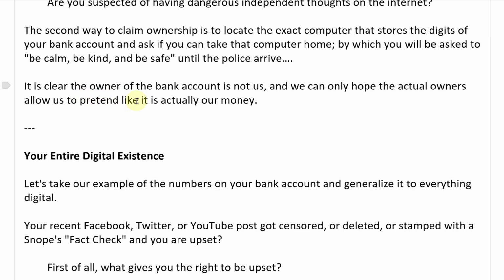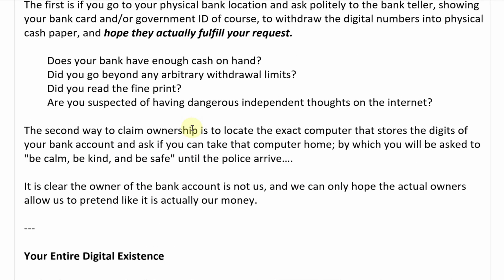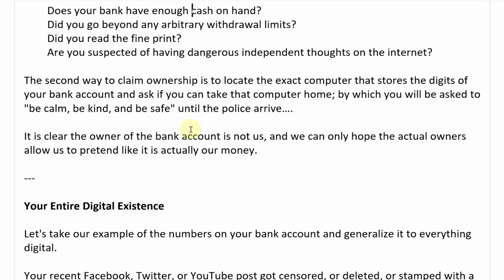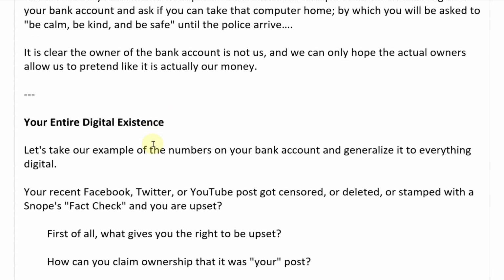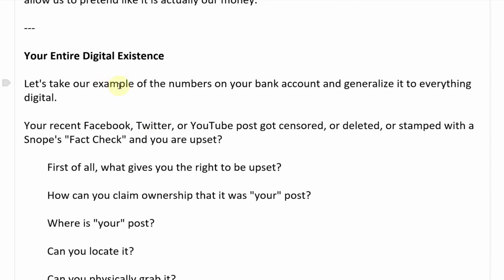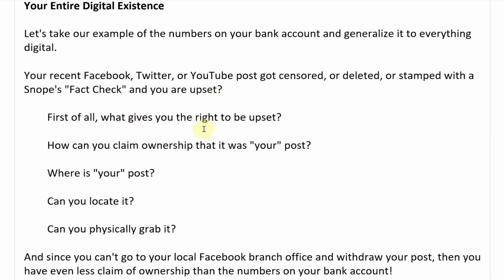It is clear that the owner of the bank account is not us, and we can only hope the actual owners allow us to pretend like it is actually our money. So in other words, if you can't hold the digital numbers on your bank account, then you don't actually own the money. So, your entire digital existence. Let's take our example of the numbers on your bank account and generalize it to everything digital. So your recent Facebook or Twitter or YouTube post got censored or deleted or stamped with a Snopes "fact check," and you are upset. First of all, what gives you the right to be upset?